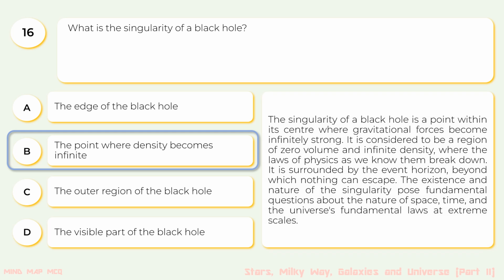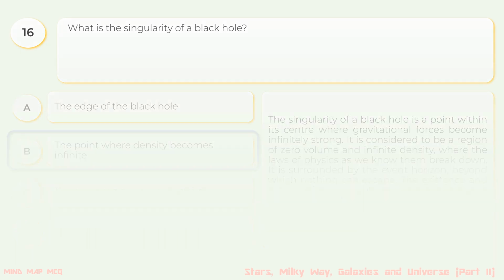The singularity of a black hole is a point within its center where gravitational forces become infinitely strong. It is considered to be a region of zero volume and infinite density where the laws of physics as we know them break down. It is surrounded by the event horizon beyond which nothing can escape. The existence and the nature of the singularity pose fundamental questions about the nature of space-time and the universe's fundamental laws at extreme scales.